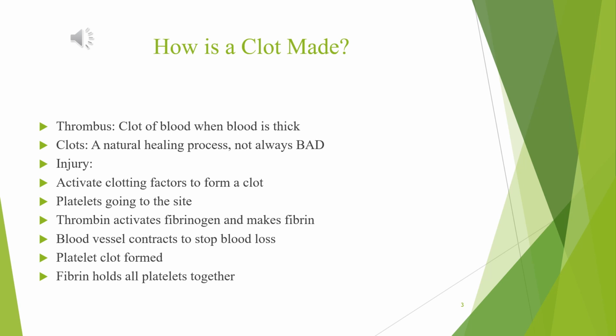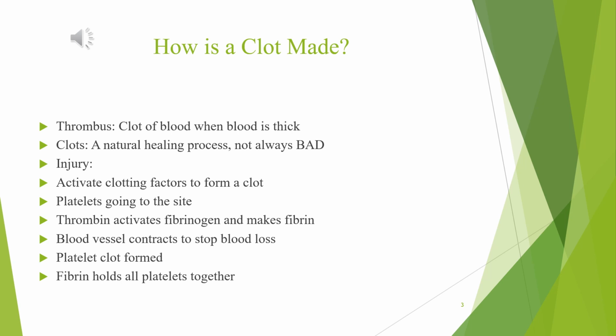So what happens? We have an injury at a site. We activate the clotting factors to form a clot. So an injury happens, the clotting factors are turned on, they know that they have to form a clot. So platelets are going to go to the site right away, and then thrombin activates fibrinogen, and fibrinogen makes fibrin.